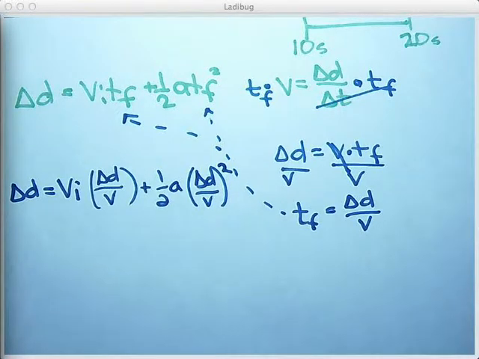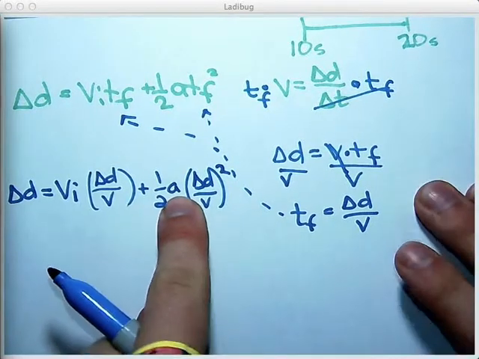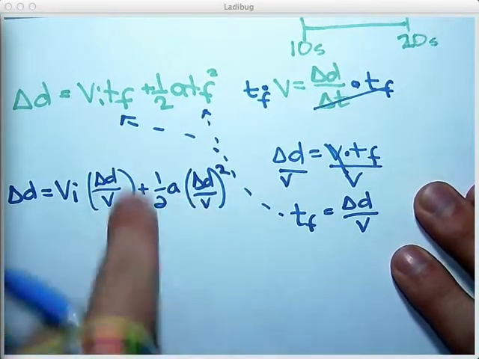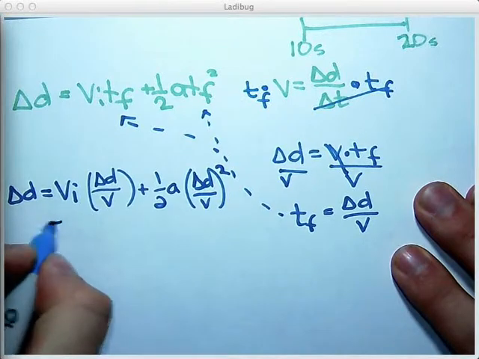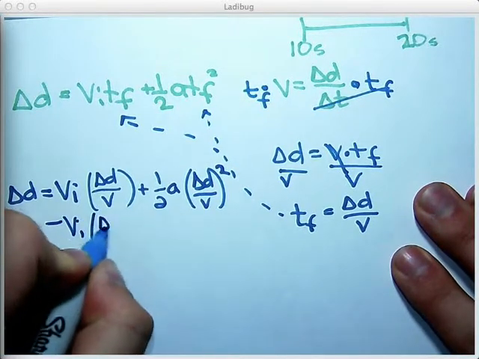Okay, y'all see that? All right, so I'm solving for A. The first step to solve for A is going to be to move this expression over. So I'm going to subtract that from both sides.